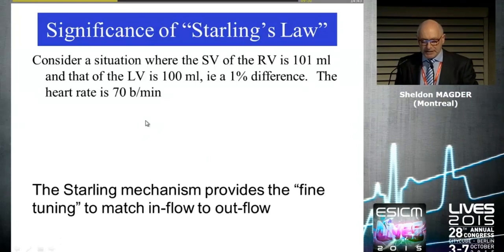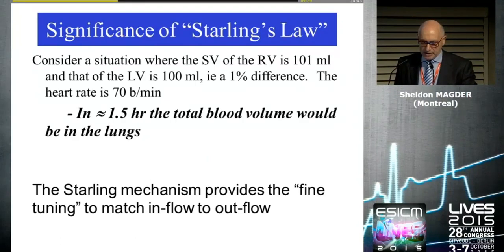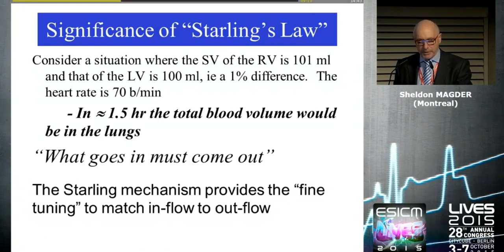At a heart rate of 70 beats per minute, in an hour and a half, your total blood volume would be in your lungs. You can't have a 1% difference between the two ventricles. They have to be perfectly matched. And what Starling's law says is what goes in must go out. So it provides the fine-tuning to match things.